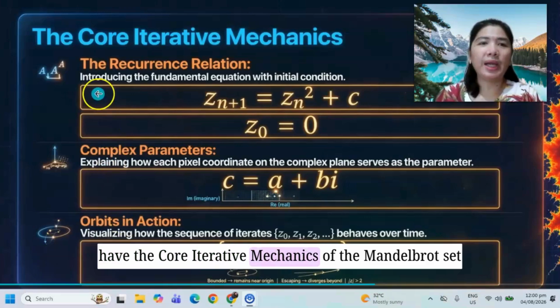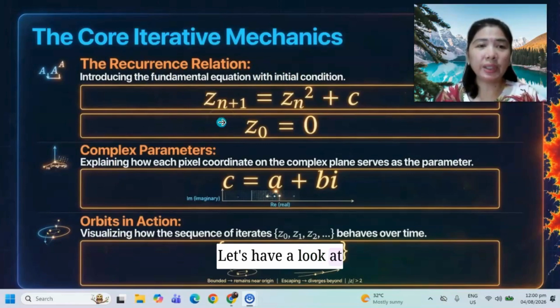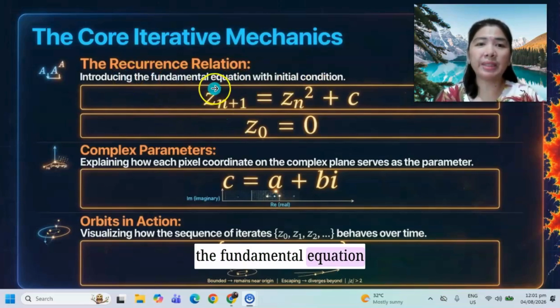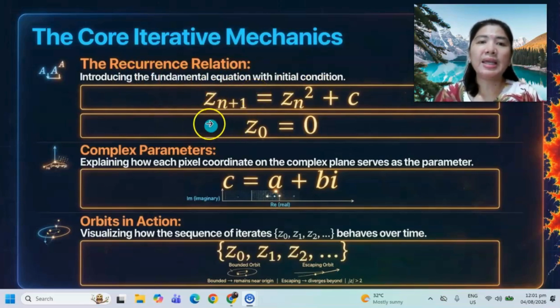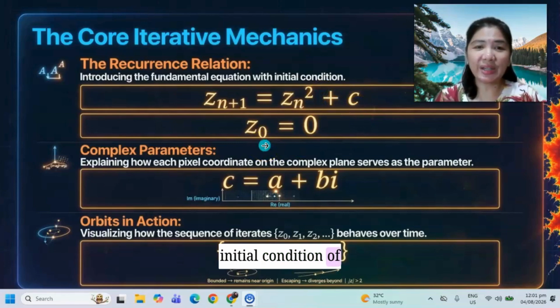Let's have the core iterative mechanics of the Mandelbrot set. Let's have a look at the recurrence relation, introducing the fundamental equation: z sub n plus 1 is equal to z sub n squared plus c, with the starting initial condition of z sub 0 equal to 0, which is the origin.